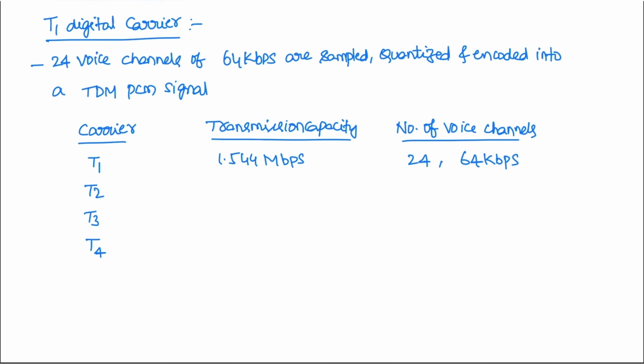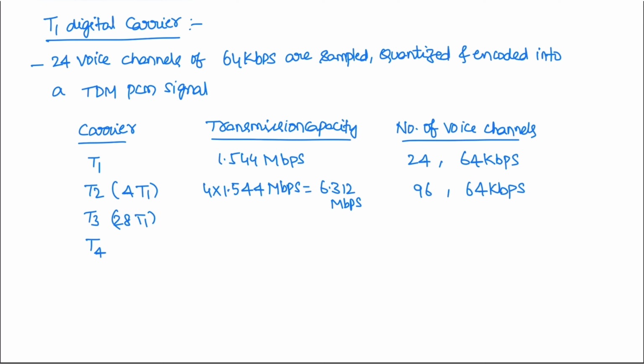Similarly, the T2 carrier is nothing but 4 times T1. So T2 is 4 times T1, that is 4 into 1.544 Mbps. Its value is 6.312 megabits per second. It consists of 96 voice channels, since 24 into 4 is 96 voice channels, and each voice channel has a capacity of 64 kbps. Similarly, for the T3 carrier, T3 is 28 times T1.